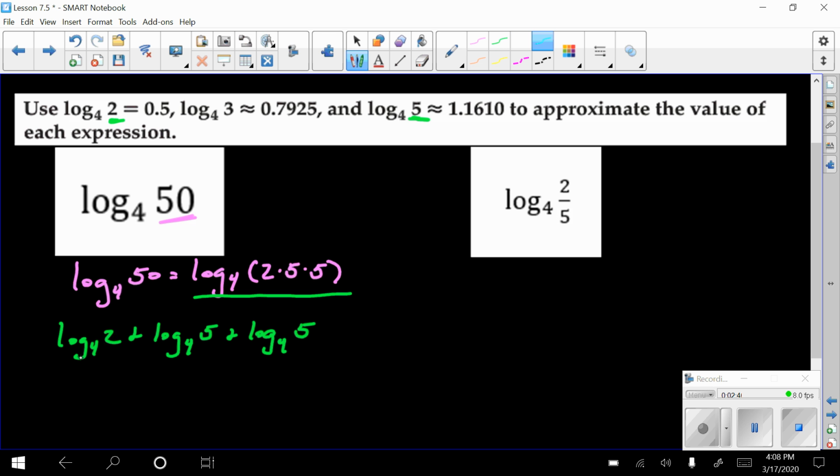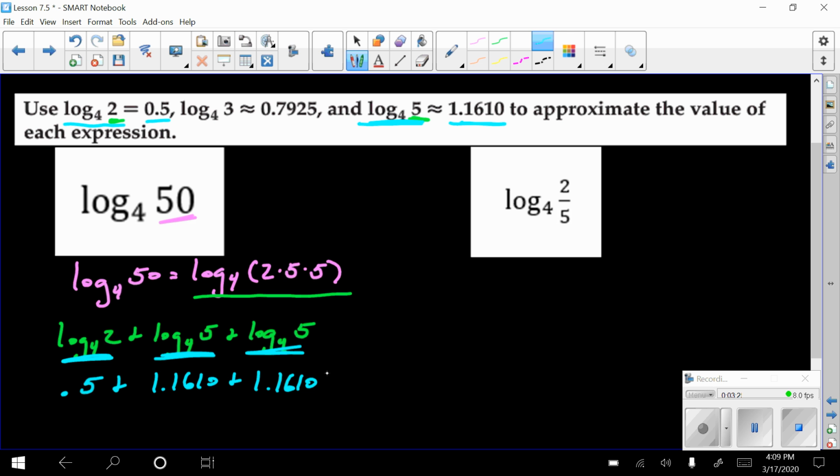Here's the best part. Log base 4 of 2, they told me was a half, so I'm going to substitute that in: 0.5 plus log base 4 of 5, they told me was approximately 1.1610, plus, I had a second one, log base 4 of 5, so 1.1610 again. Now it becomes simple basic addition. You can grab your calculator and figure out what that is.